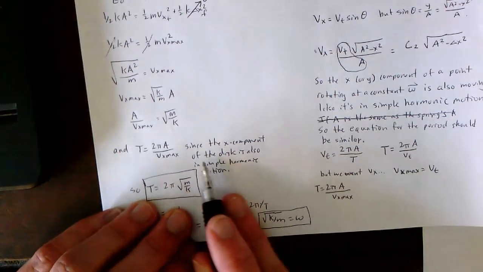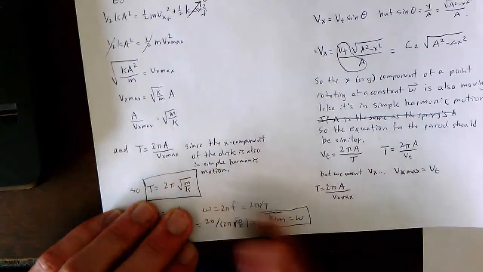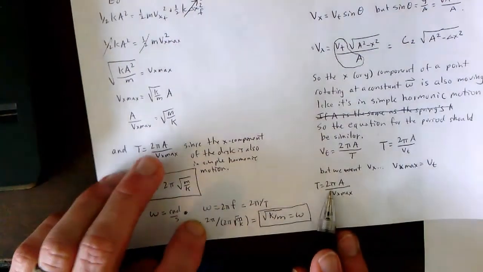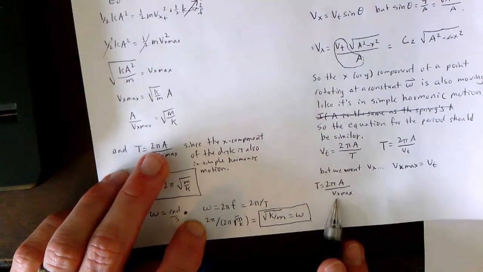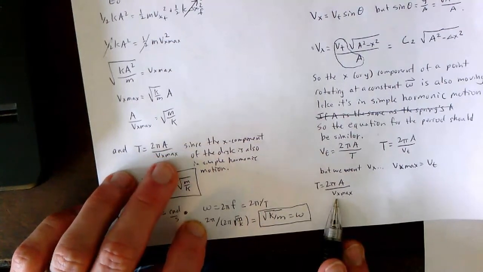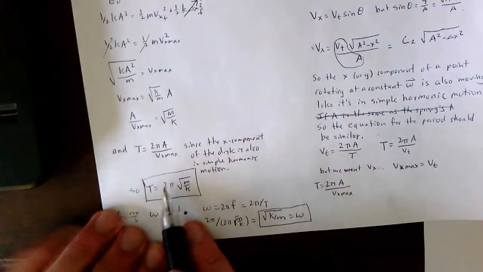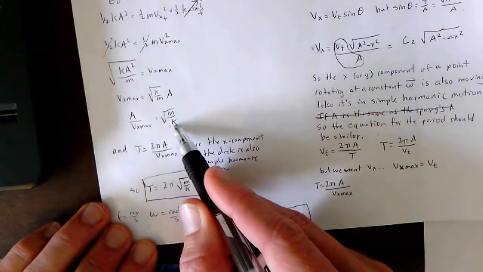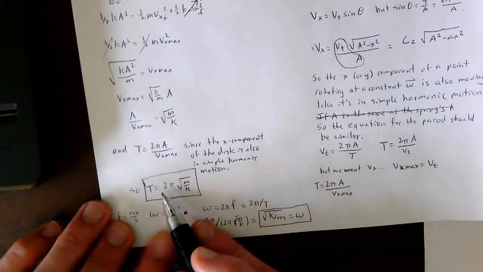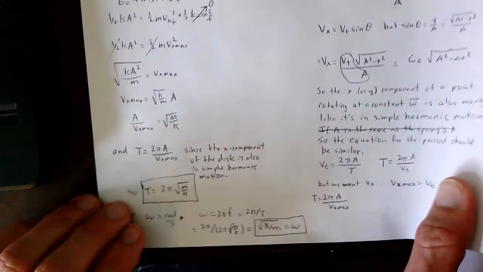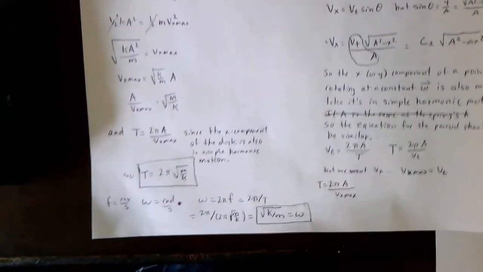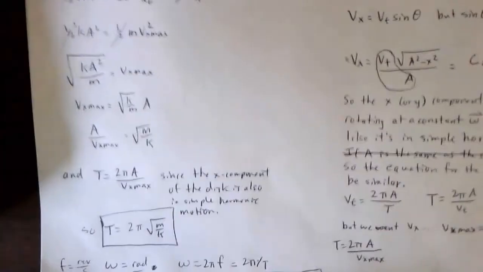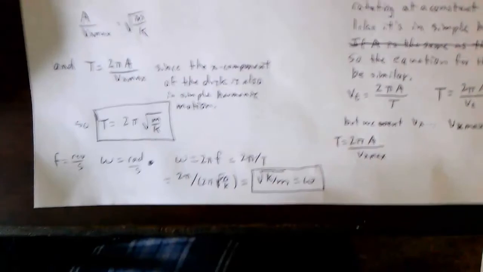It says since the x component of the disk is also in simple harmonic motion, this equation should be the same form as for the rotating disk, the same as the simple harmonic motion period. And so a over Vx max is root m over k. So here is the period of a mass on a spring in simple harmonic motion. The period is 2 pi times the square root of m over k. You do not need to be able to derive this, you just need to be able to use it.